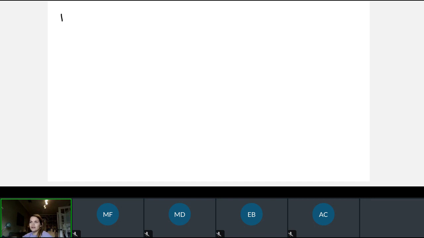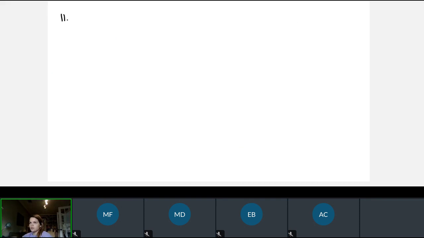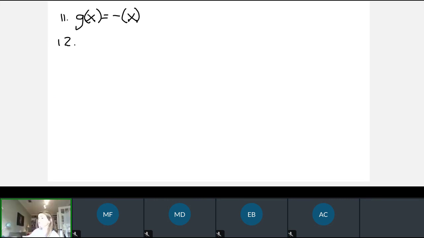Number 11, if you'll look at number 11, it says to reflect across the x-axis. Okay, if I go back to my rules, reflect across the x-axis just means we're putting a negative out in front. So this means that g of x would equal negative x. That's it. That's all you have to write. We put the negative out in front. Yeah, Jonathan, or you can do negative f of x. That's fine. Totally fine. We're taking the original function and making it negative.